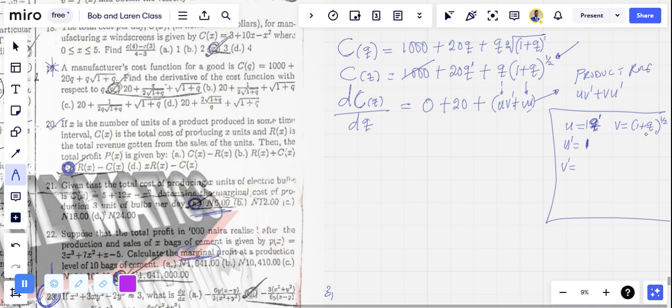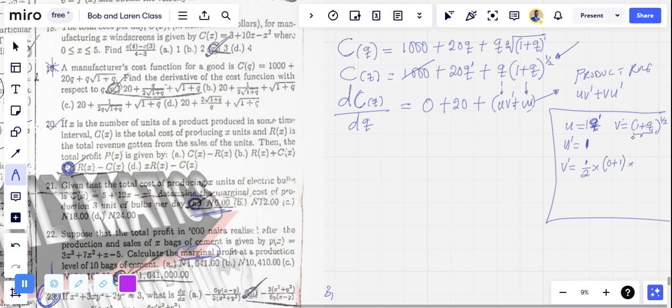Whenever you have a function inside the bracket and it is being raised to the power of something, to differentiate something of this nature, just take down this power. This power will come down first. Write it out, 1 over 2 times, you will now have to differentiate what you have inside this bracket. So if I differentiate what I have inside this bracket, differentiate 1, that is 0, differentiate q, that is 1, right?